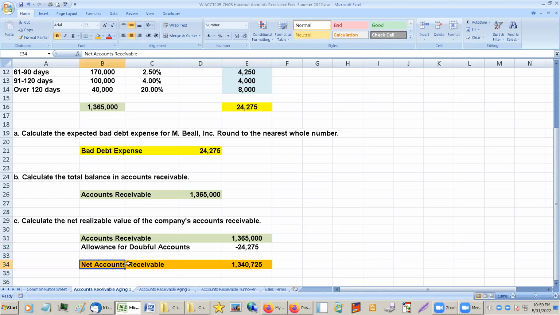So what we would be telling people is, look, we're not going to collect all 1,065,000 of this. We are going to collect instead 1,340,000. So it's basically telling people, look, even though we have a legal right to the full amount, we're probably not going to collect that. So this is what you can expect. We don't want to overstate the assets if people are looking for money that's not going to be coming in. Okay.